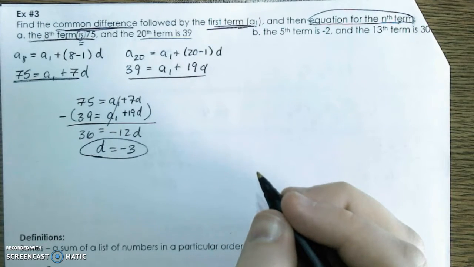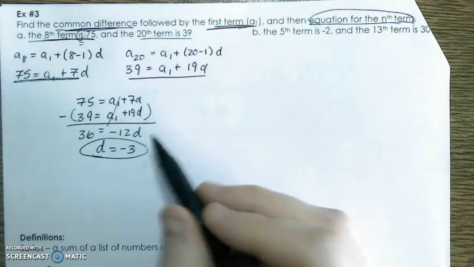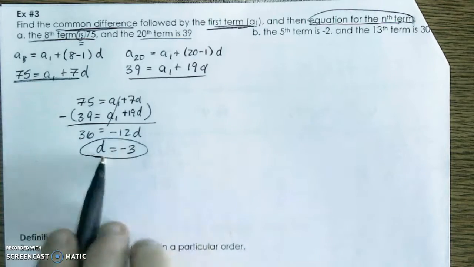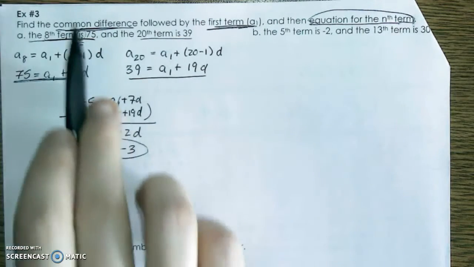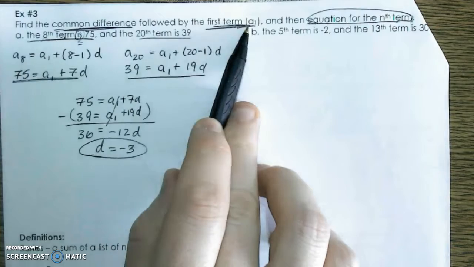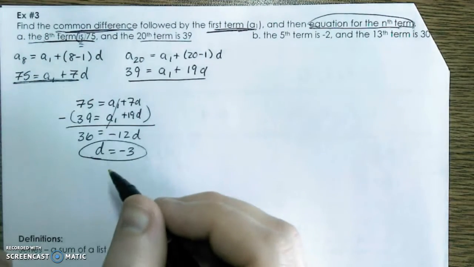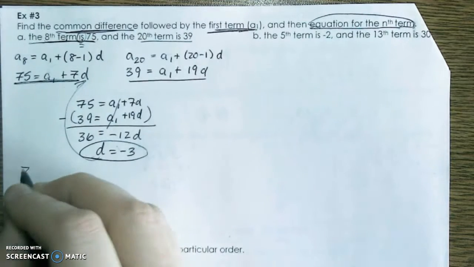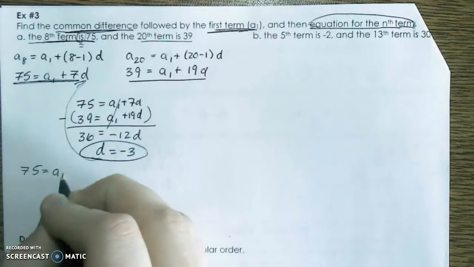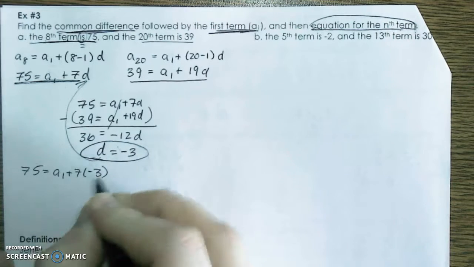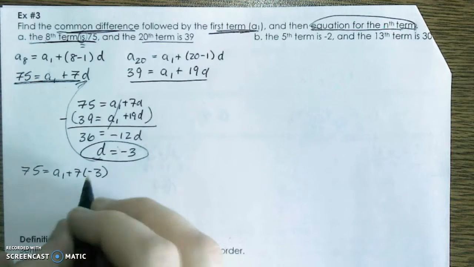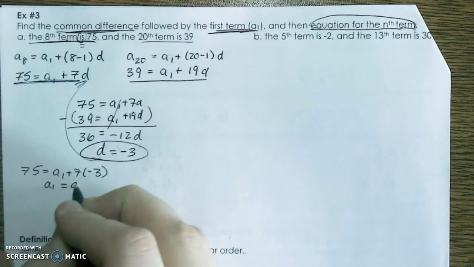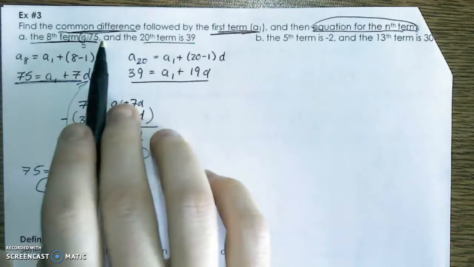Then what we want to do is go ahead and fill in the common difference into one of our equations and find a1. So let's look at what I did direction-wise. I found the common difference. Now I'm looking for the first term. So it doesn't really matter which one you fill it into. I'll fill it into the 75 equation. And so I'm getting negative 21, and I add 21 to the other side, and I'm getting a1 to be 96.